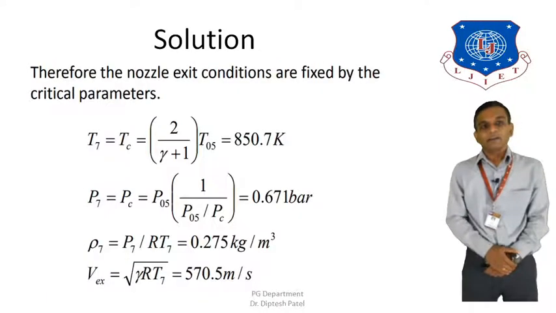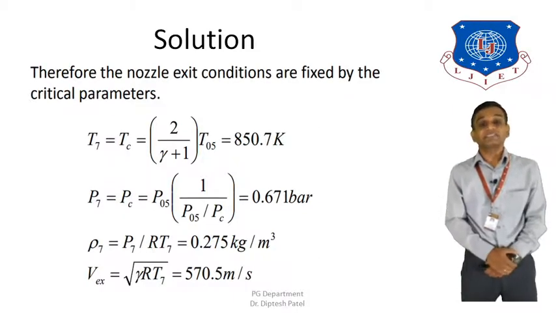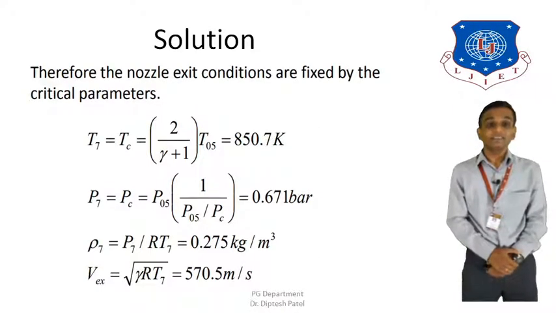Right? Now, if the nozzle exit conditions are fixed by the critical parameter, I would get the outlet conditions of the nozzle, and that is T7, which is equal to TC, which is equal to 2 upon gamma plus 1 into TO5, which is 250.7 Kelvin. Then P7, which is equal to PC, that is equal to PO5 inside the bracket 1 upon PO5 divided by PC, and that would be 0.671 bar.